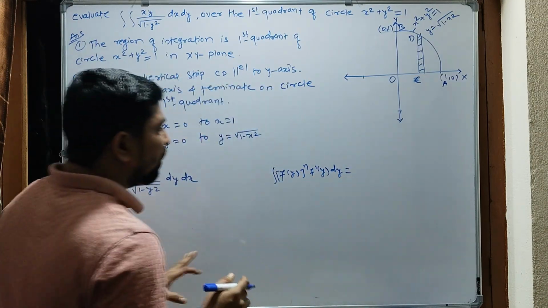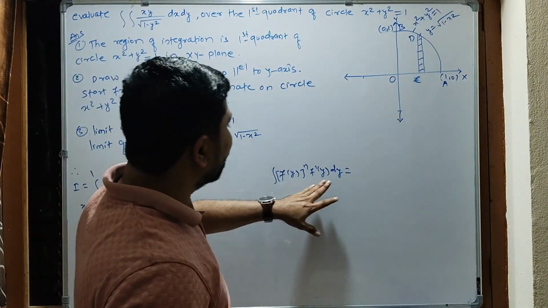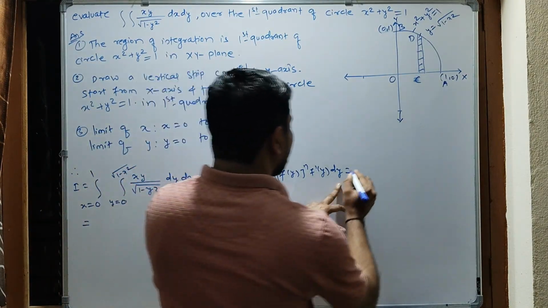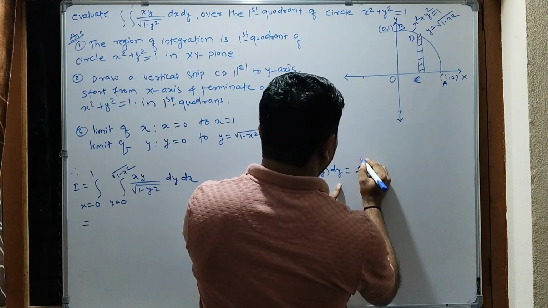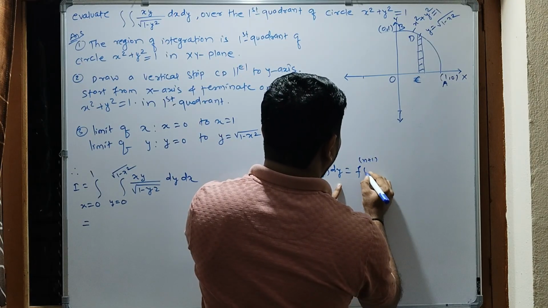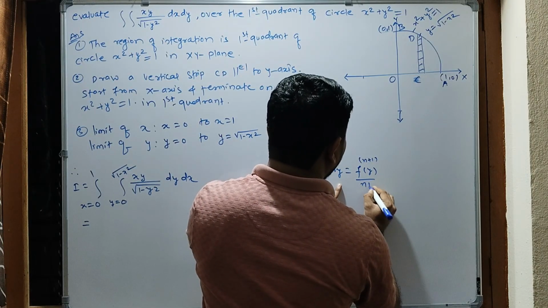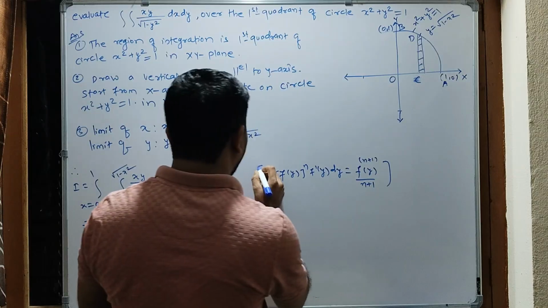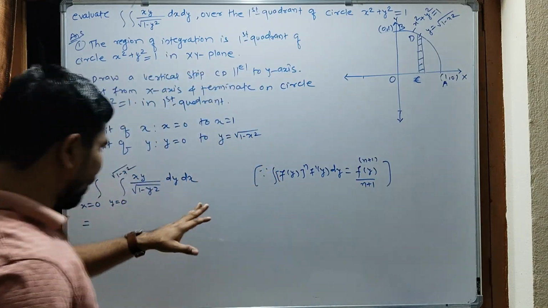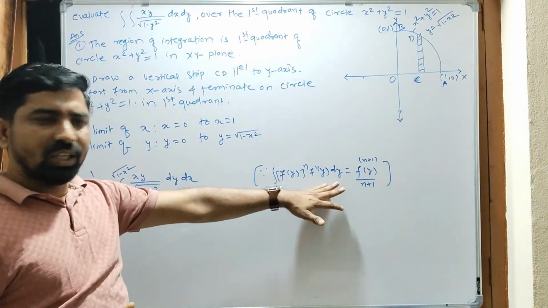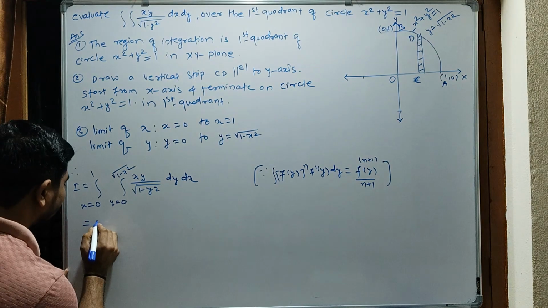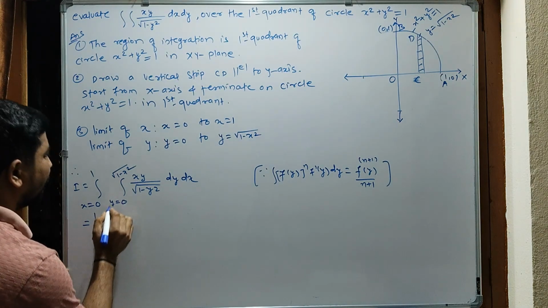So here, the integral of f(y) to the power n into f dash of y dy is equal to f(y) to the power n plus 1 divided by n plus 1. So here this is the formula. I want to use this formula. I want to adjust the term in this way. Now here, this is equal to 0 to 1.